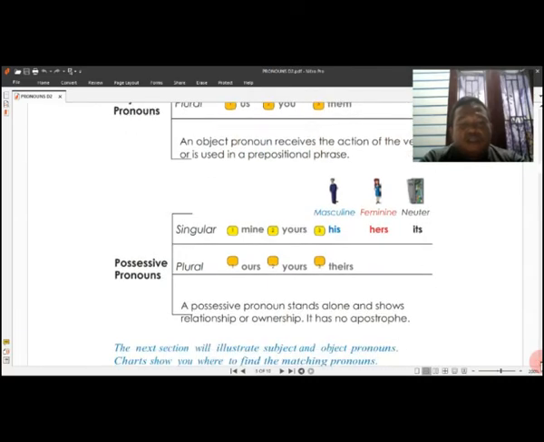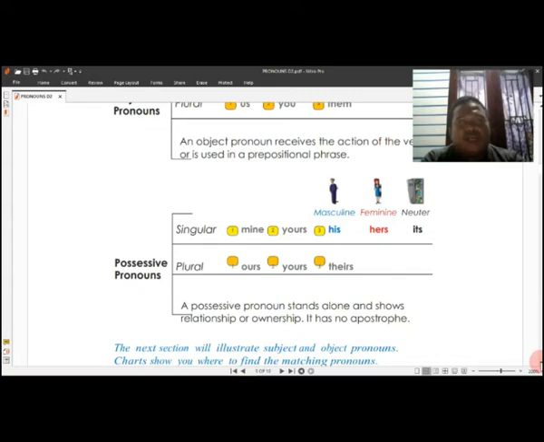This is the possessive pronouns. In possessive pronouns, of course, the words are also different. We have mine, yours, his, hers, its, ours, yours again, and then theirs. A possessive pronoun stands alone and shows relationship or ownership. It has no apostrophe. So a possessive pronoun stands alone and shows relationship or ownership.